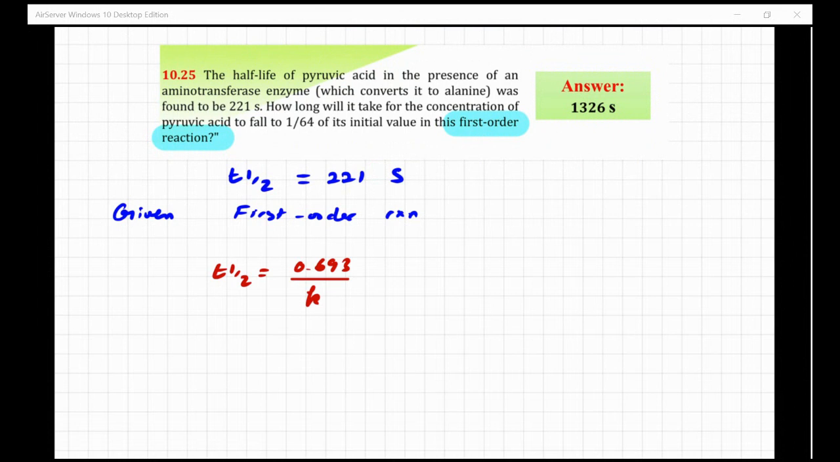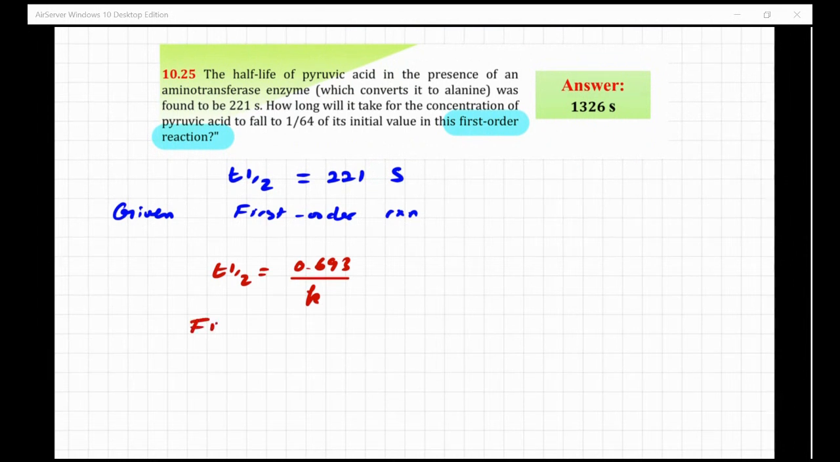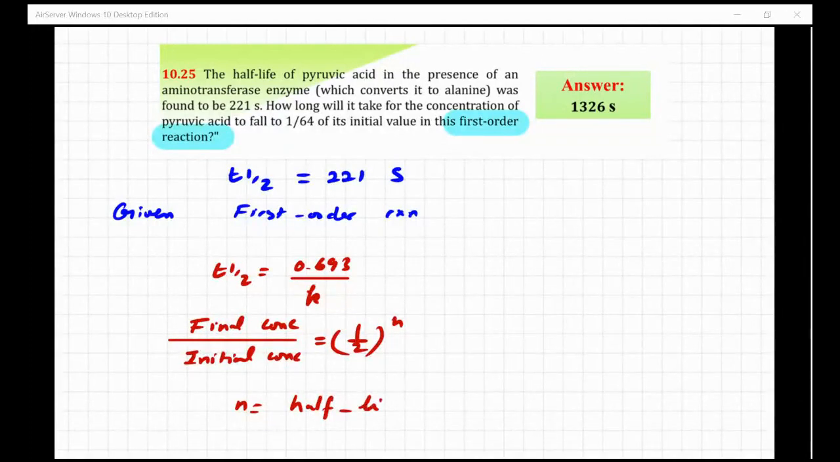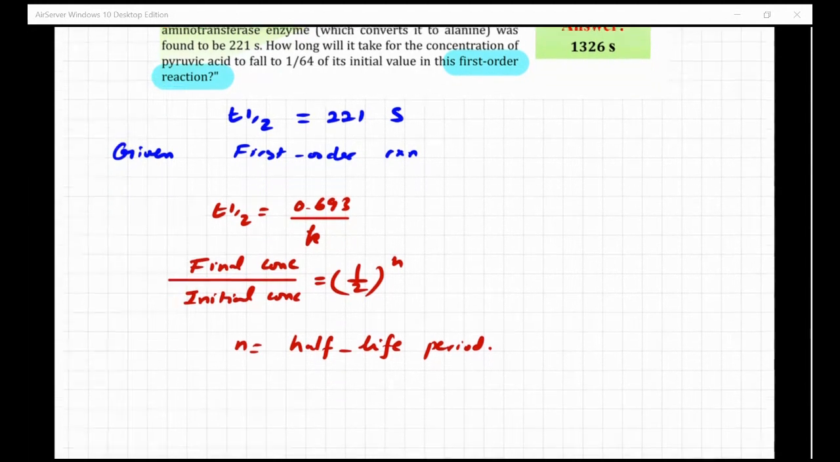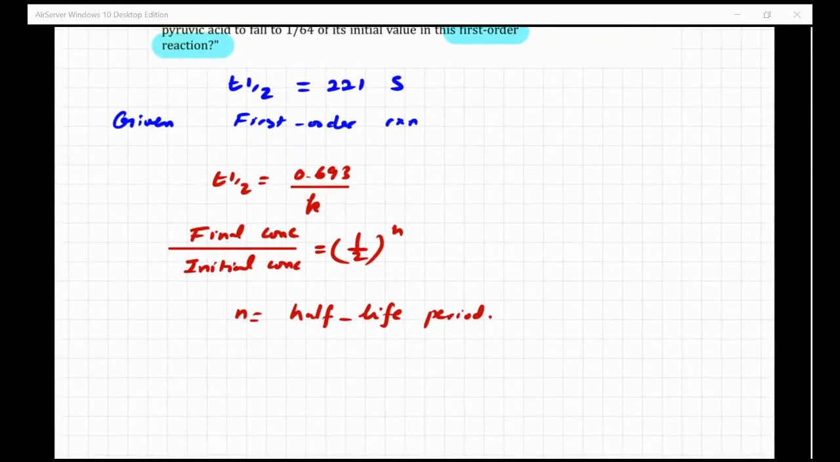And I know also another relation: final concentration divided by initial concentration, for a first order reaction, equals (1/2) to the power of n, where n is the number of half-life periods. So these are relationships which are specific for first order reactions. You cannot use them for other orders.